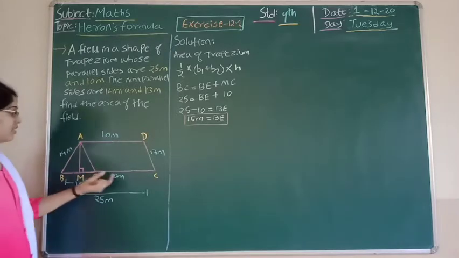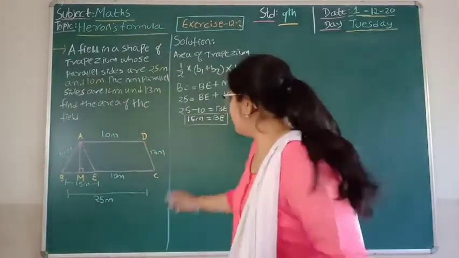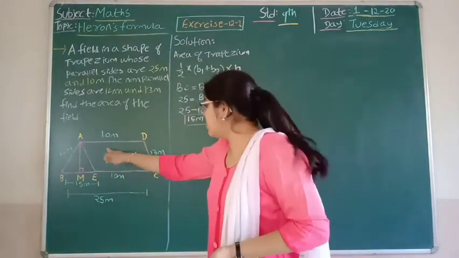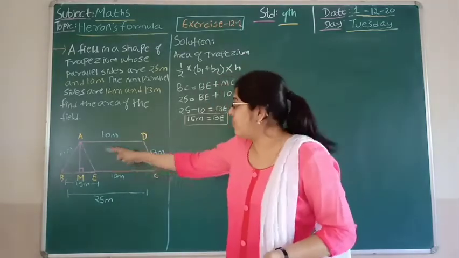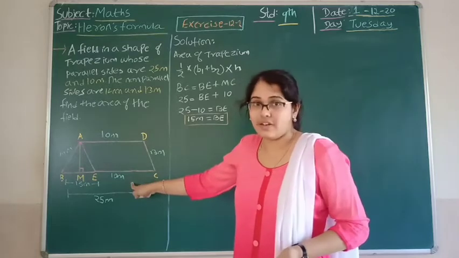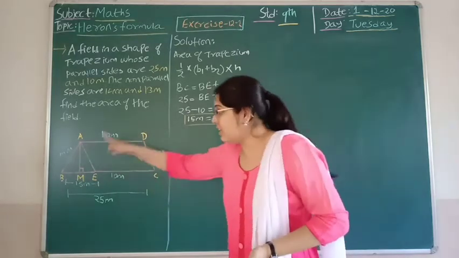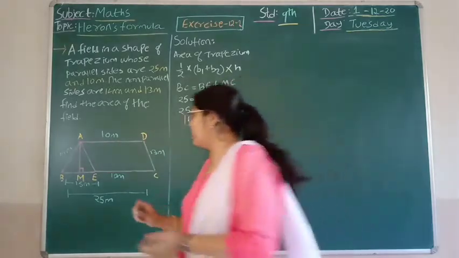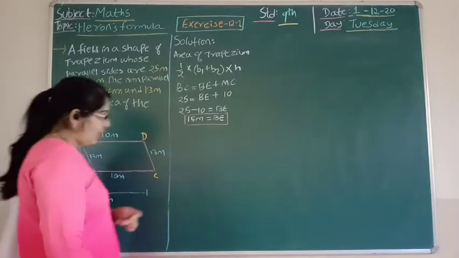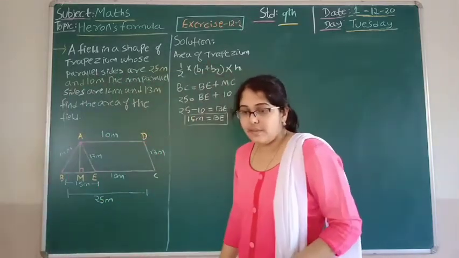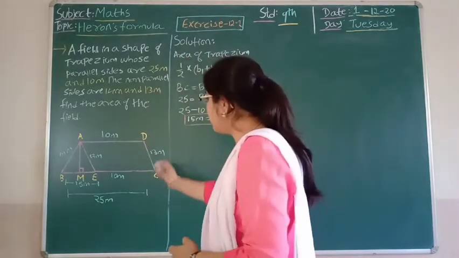And again, students, when these two sides are parallel to each other, these two sides are the same. If these sides are 10, this will be 10. So if this is 13, this will be 13. So I can write over here 13 meter. So I can say that AE is equal to BC, which is equal to 13 meter.